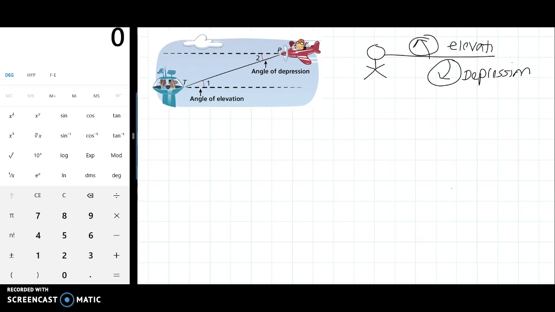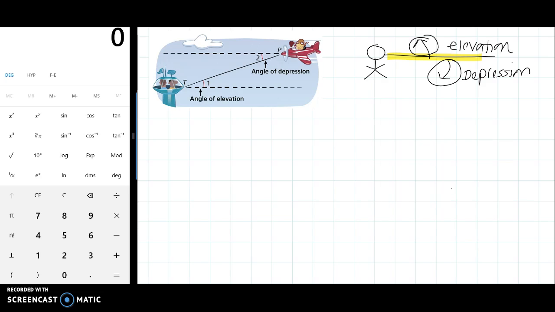But it all has to do with this horizontal line. It all has to do with that horizontal line, if you're going down from that horizontal line or up from that horizontal line. So in each of your problems, you have to find where is that horizontal line that you're either depressing or elevating from.